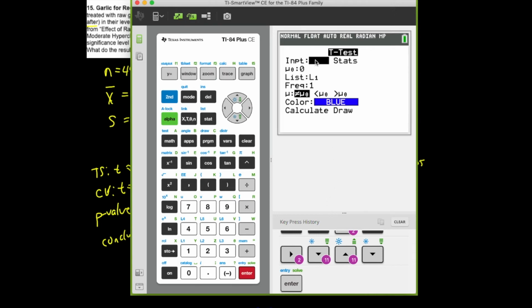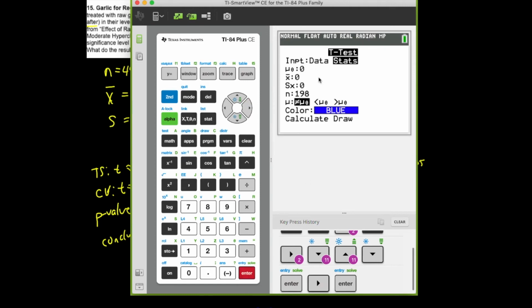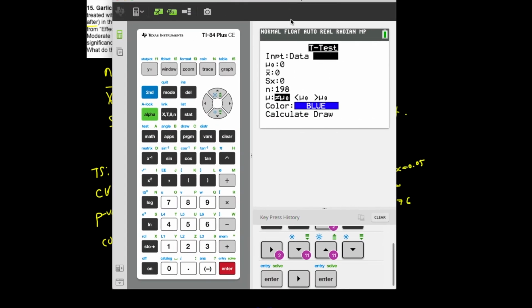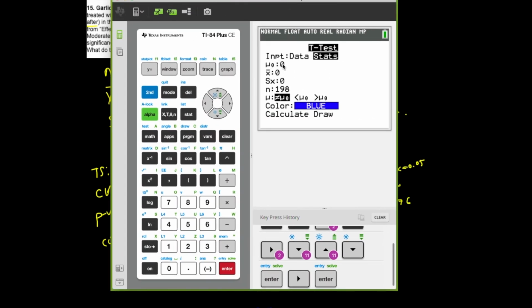This is similar to chapter 7, where I determine whether I use data or stats. I don't have a list of numbers. See, this is asking for a list of numbers. I don't have that. So I'm going to scroll over to stats because I have statistics. I have x bar. Now, mu naught is the value that's in the null hypothesis, which in this case says it's equal to 0. So mu naught is 0.